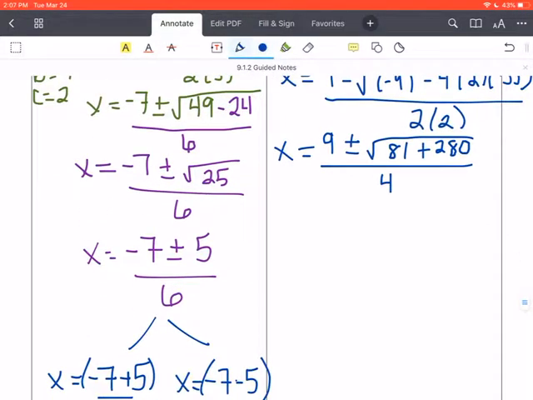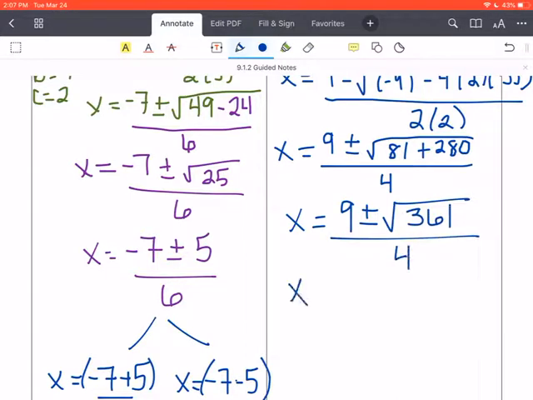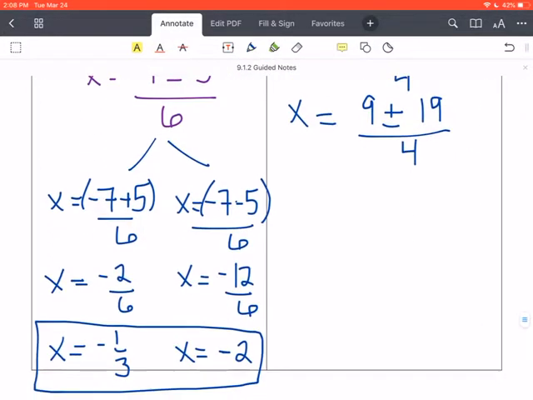Continuing on, I'm going to have x equals 9 plus or minus the square root, and I'm going to take 81 plus 280. You cannot square root those individually. You always have to add before you square root. So at this point, I'm going to see if I can square root 361, which, yay, I can. So we have 9 plus or minus the square root of 361 is 19. That is a perfect square number. So again, we're not going to have those exact and approximate answers. We're just going to have exact because we have our mini equations.